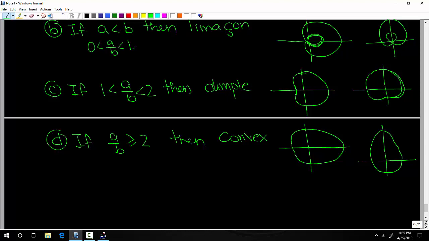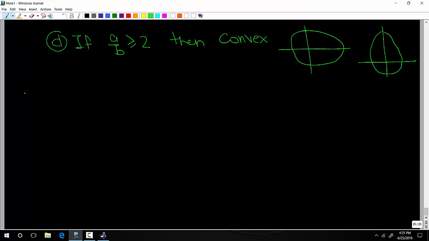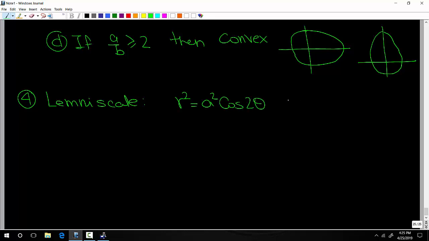Okay. So those are all the cardioids, and cardioids are probably the most common polar graphs you'll encounter. And then the last special polar graph we want to talk about is something called the lemniscate. So lemniscate looks like this. You have r squared is equal to a squared cosine of 2 theta, or we have r squared is equal to a squared sine of 2 theta.